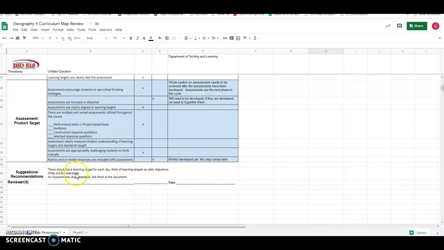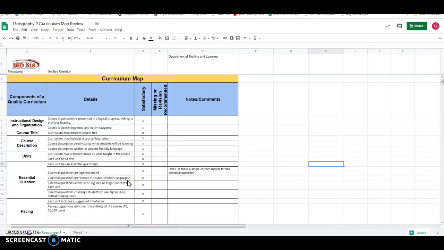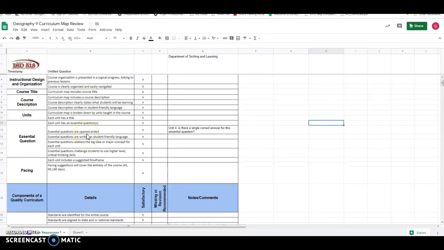And then at the very bottom, I put a couple of suggestions. Learning target for each day, learning targets as daily objectives, write out the standards. As assessments are completed, link them in the document. So that you can see what we're looking for. I just want to make sure that everyone has this up front also, so they get an understanding of what, as a district, we're looking to get developed as we move forward with this process.